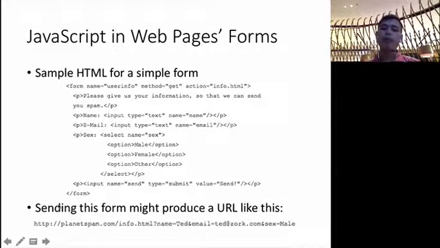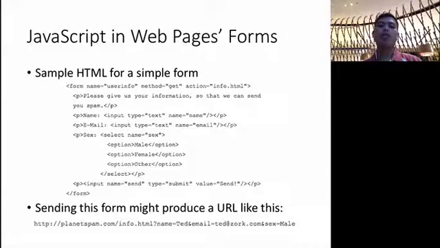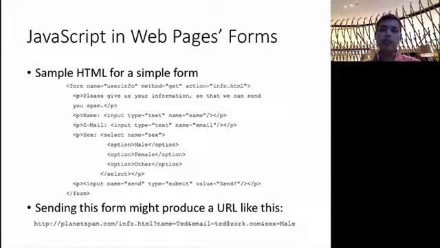When we send this form, it might produce a URL that looks like this. Here you can see probably the website by which it has been accessed. The input for name would probably have been Ted, email would have been ted@zork.com, and the sex would be male. So this is a sample of the actual output by which the application of forms in JavaScript in web pages can be noticed.